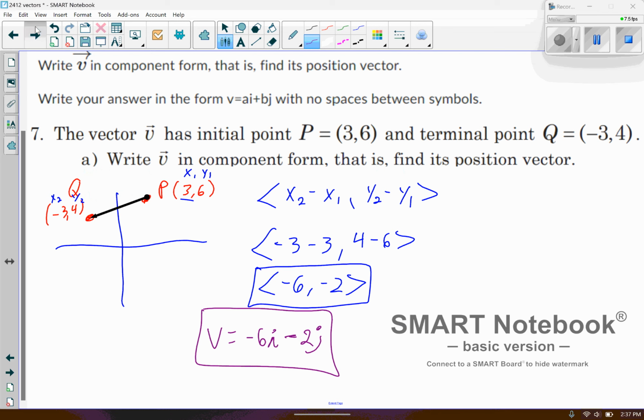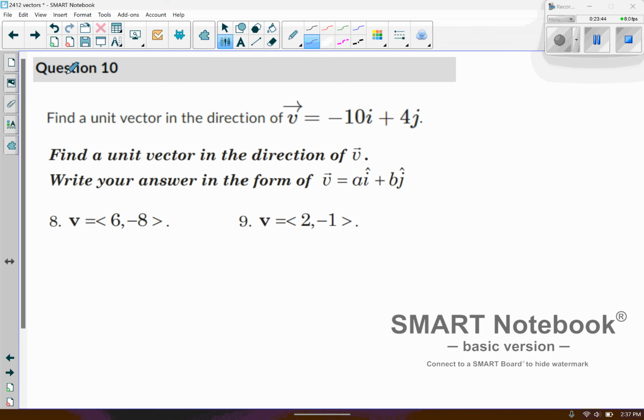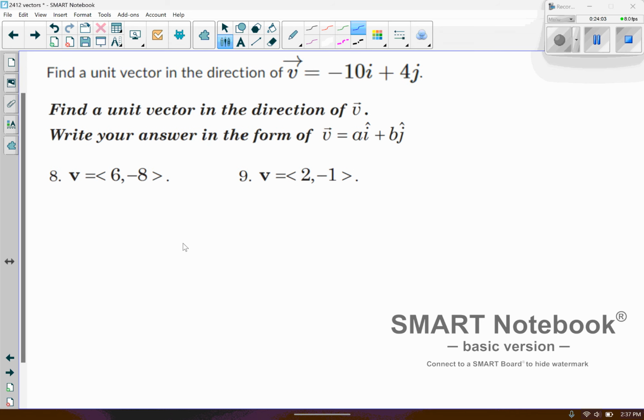And let's see, do we have one more? Okay, one more. Right here it says find the unit vector in the direction of this vector. So they want us to find the unit vector. I'm going to use one of these problems down here so that you can do your own in a minute. I'm going to focus on number 8. Let me put it in unit vector form. This is the same thing as 6i minus 8j.